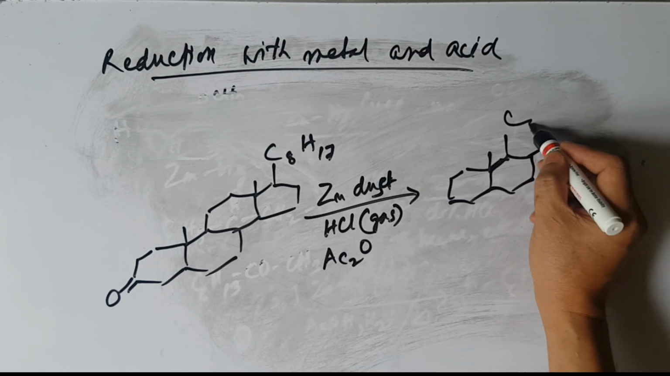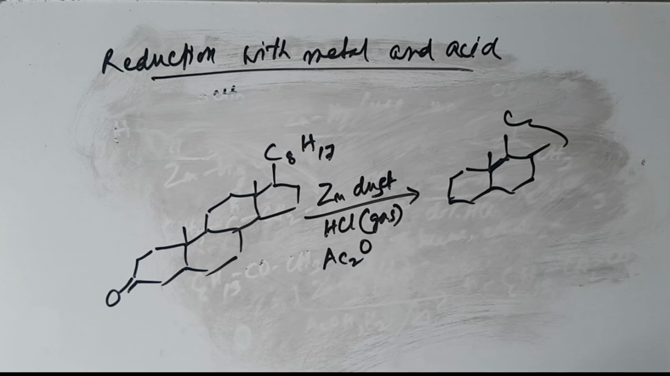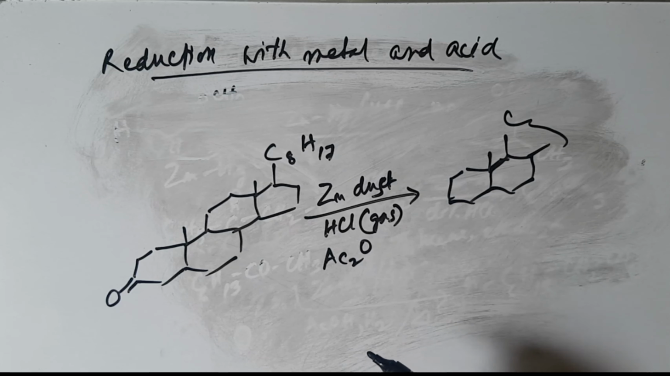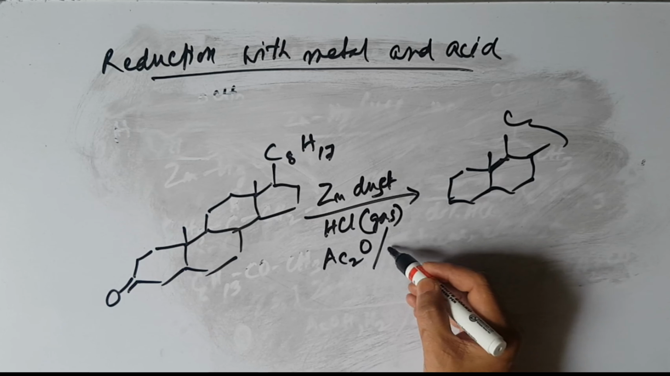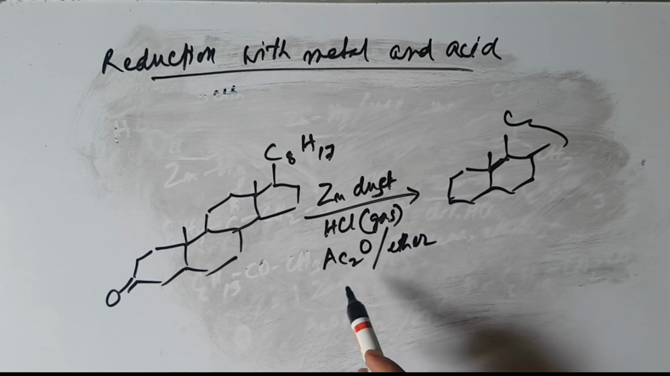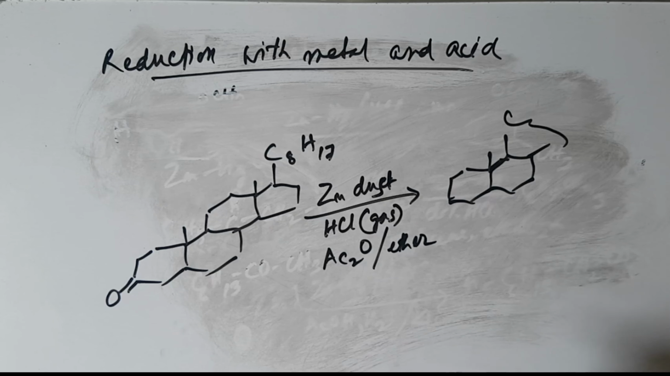The rest you can write like this. Here the carbonyl group is reduced to CH2. So in the Clemmensen reaction, it can be modified. Instead of using the zinc amalgam, you can use zinc dust with a solution of the ketone in acetic anhydride, or ether also. The ketone is dissolved in the acetic anhydride or ether. Then zinc dust is put inside this, and then hydrogen chloride gas is bubbled. So you get this product.